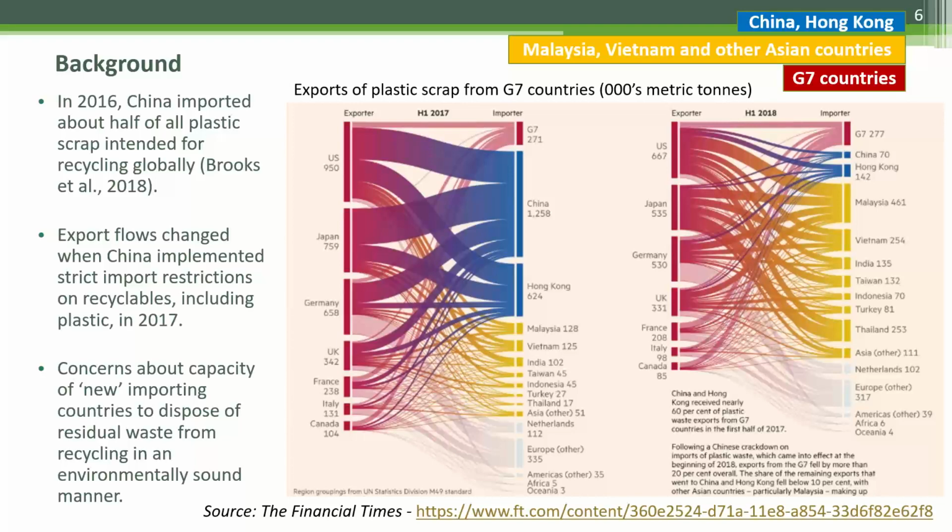So in 2016, China imported about half of all plastic scrap exported globally for recycling. That changed when China implemented strict import restrictions on recyclables, including plastic scrap, in 2017.